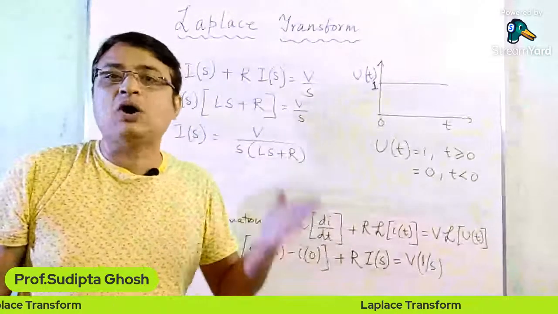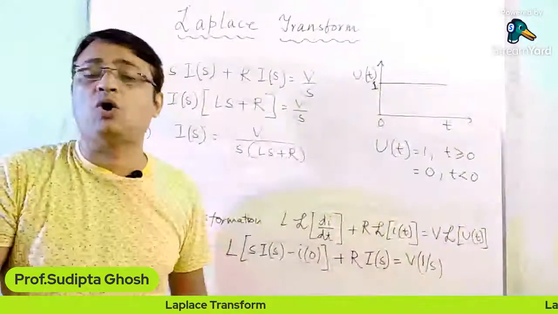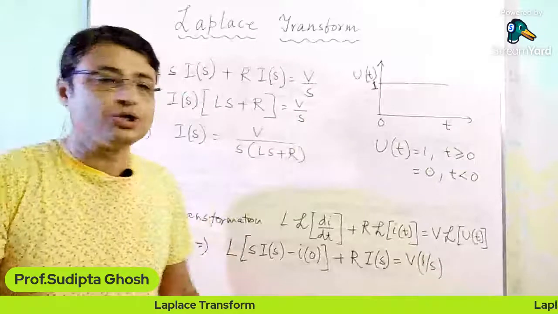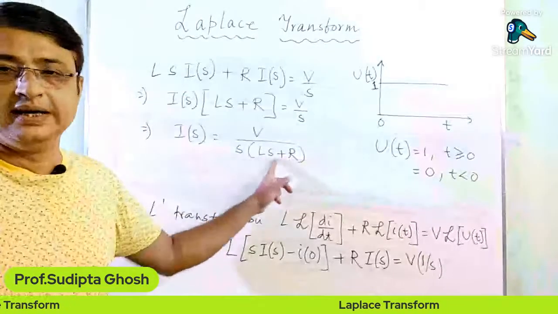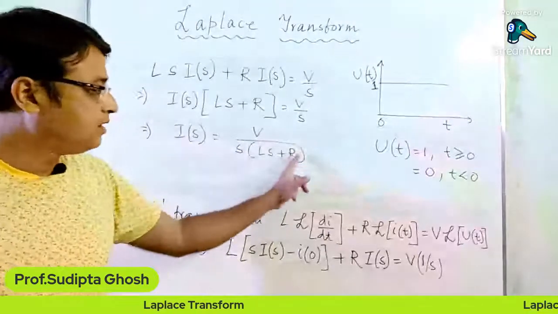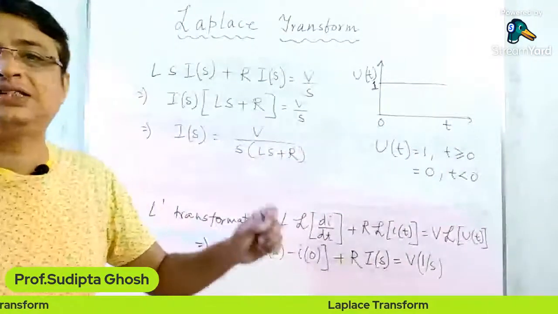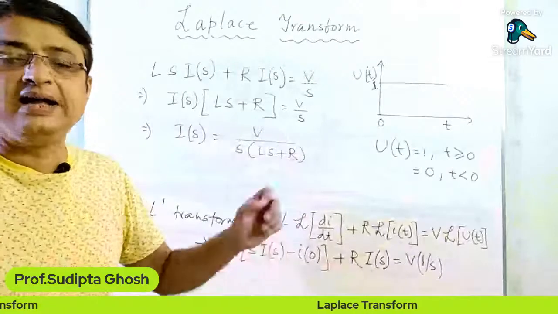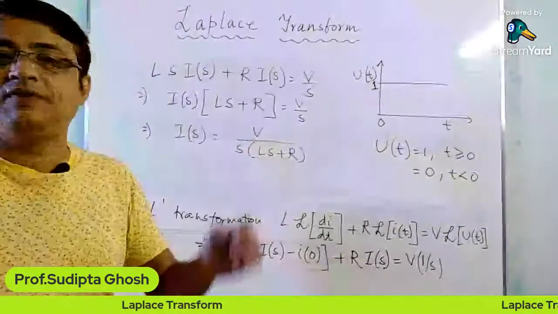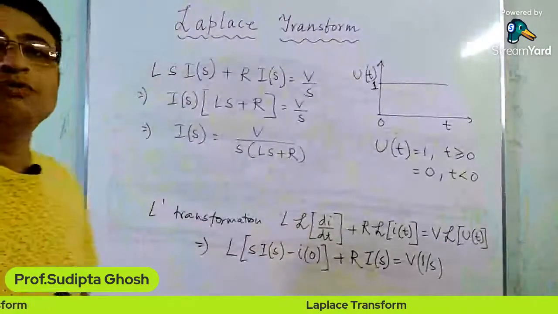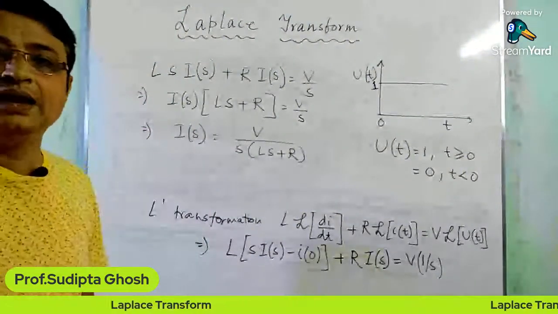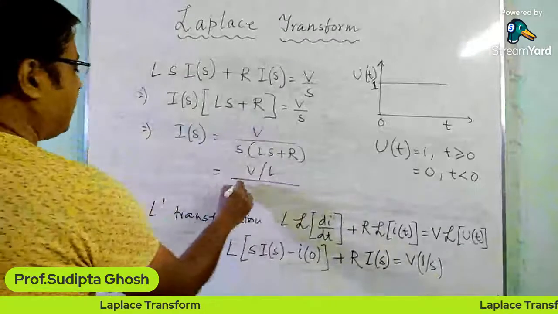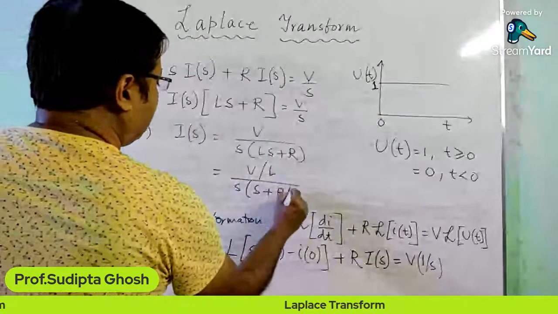So what I have told you is that always, before applying the Laplace transformation or the inverse Laplace transformation, put the value in the form of S plus minus A. Here S plus minus A is not present, so you have to write this particular part in the form S plus A. To get this, we can divide this LS part by L, and if you divide LS by L, we have only S. So that is the motto. We divide this entire fraction by L in both the numerator and the denominator, and we have V by L, and then S plus R by L.